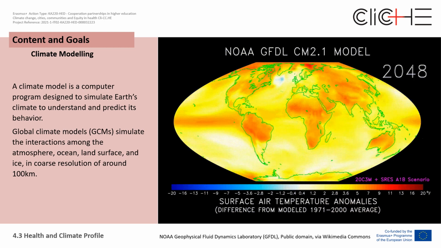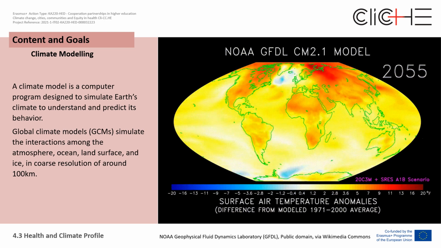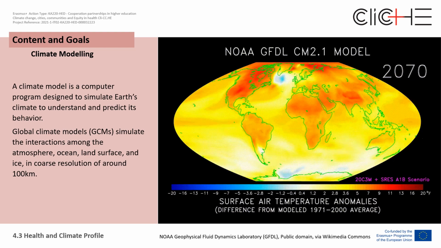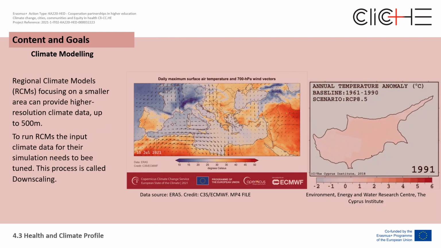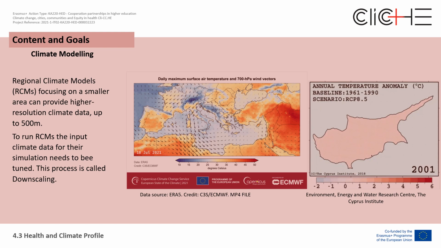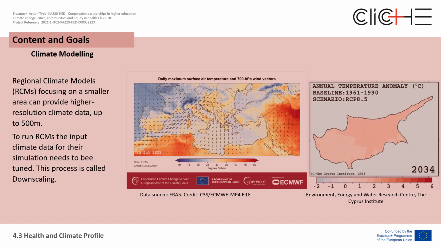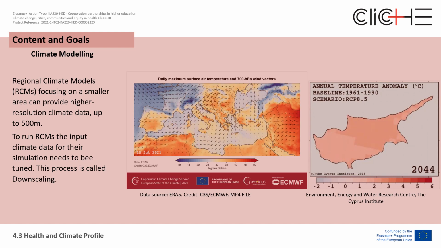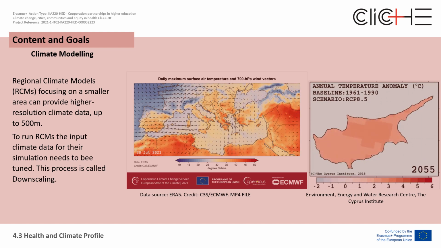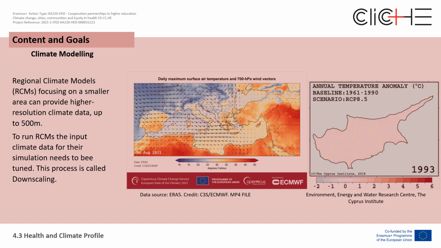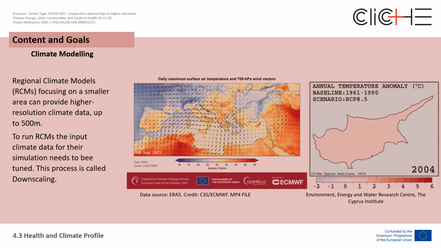Global climate models simulate the interactions among the atmosphere, ocean, land surface, and ice in coarse resolution. Global climate models' resolution is too coarse to provide actionable climate change information at the local scale. Regional climate models, RCM, focusing on a smaller area, can provide higher resolution climate data, up to 500 meters. To run RCM, the input climate data for their simulation needs to be tuned. This process is called downscaling.